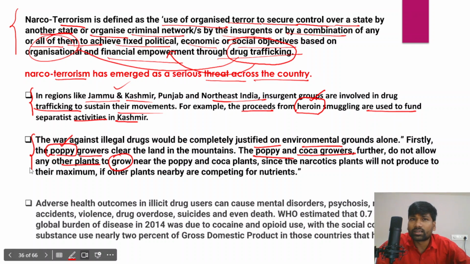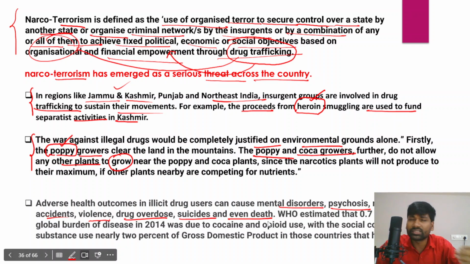And don't forget that narcotic drugs also have adverse implications on the health of human beings, because they cause a lot of mental disorders, psychosis, and even road traffic accidents. When someone is under the influence of drugs and they ride a bike or drive a car, there is a high probability that it would lead to an accident and the death or injury of people traveling in those vehicles. And violence, drug overdose, suicides, and even death are common phenomena that we regularly observe whenever someone has been consuming these narcotic drugs.